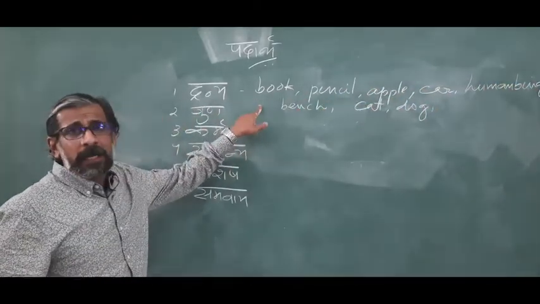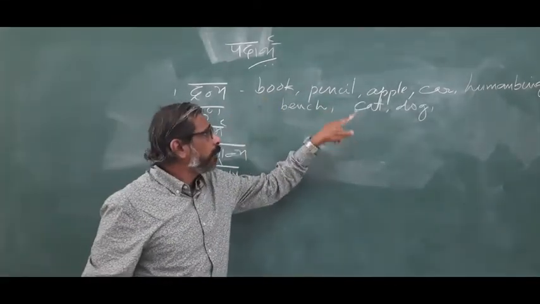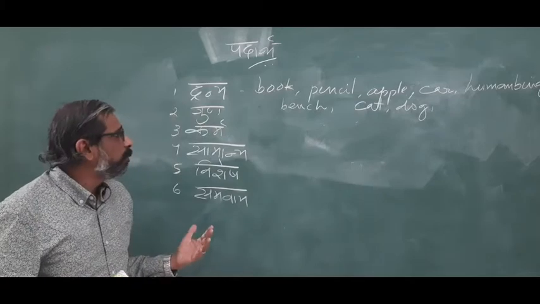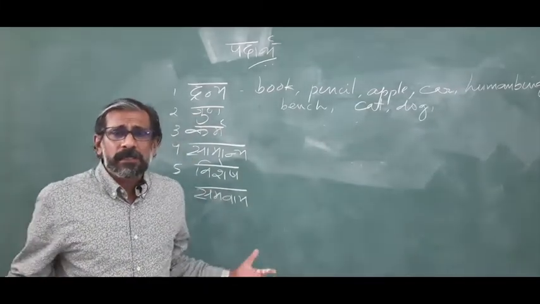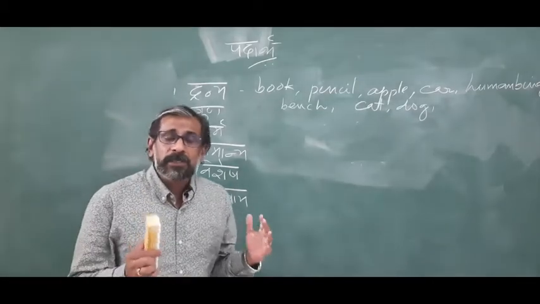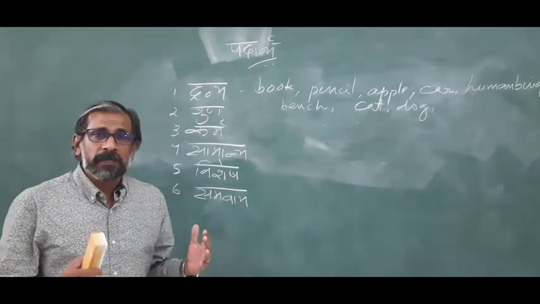All these are examples for Dravya. Book, pencil, apple, car, a human being, a human body, bench, desk. All these come under the heading Dravya. They are called Dravya. Simply, they are substance.